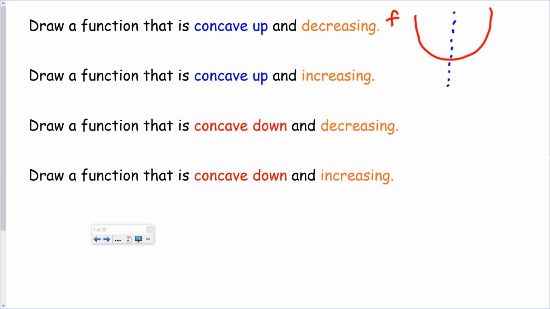The other thing about concave up is that concave up can be distinguishable from increasing and decreasing, because on this side of the concave up F, this function is decreasing.